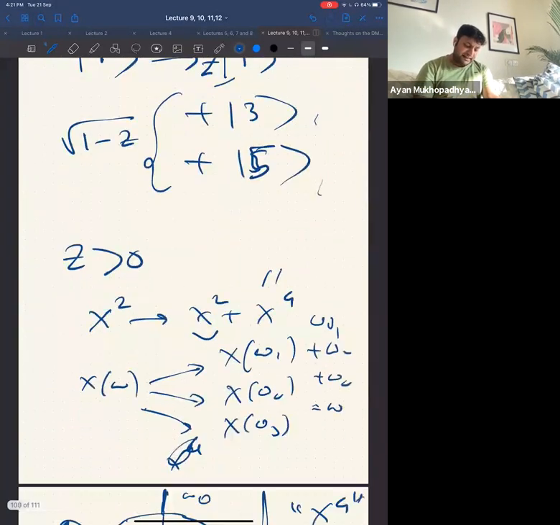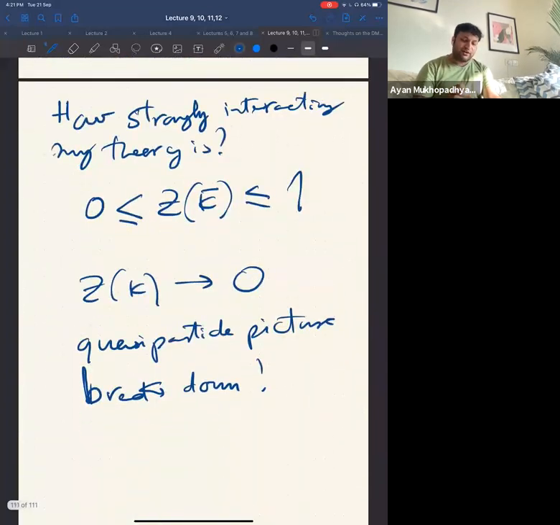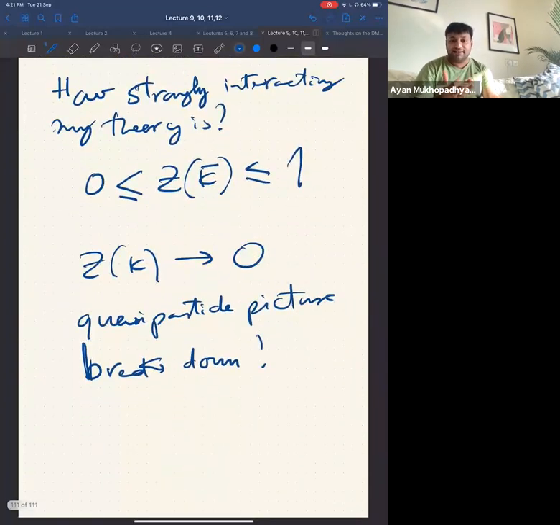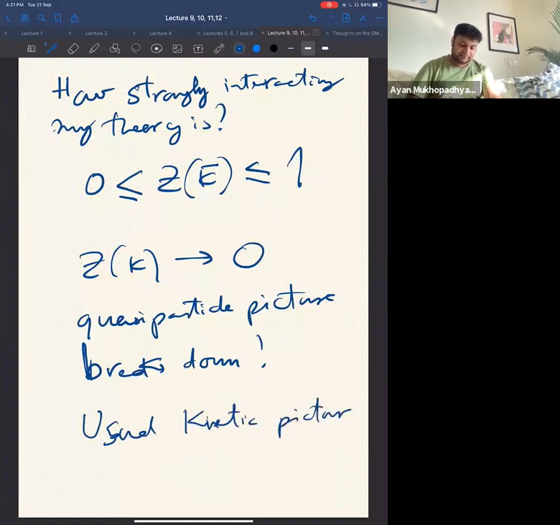But however, if Z goes to 0, you cannot describe the system at all in terms of any Boltzmann equation. So the question is, how will you describe it? Any usual kinetic picture breaks down, or usual kinetic pictures are not relevant. Kinetic pictures don't work.